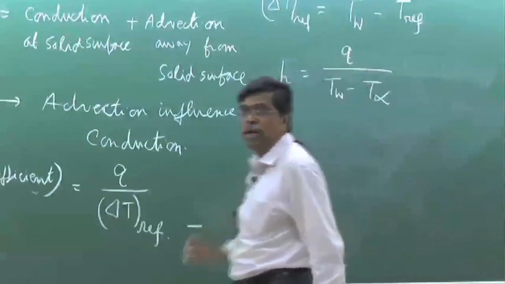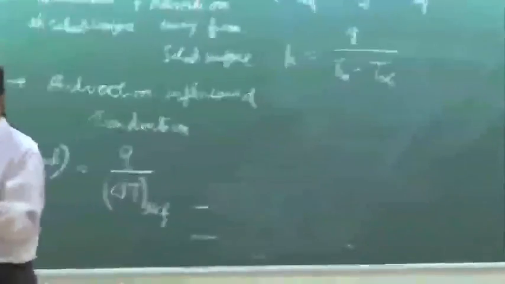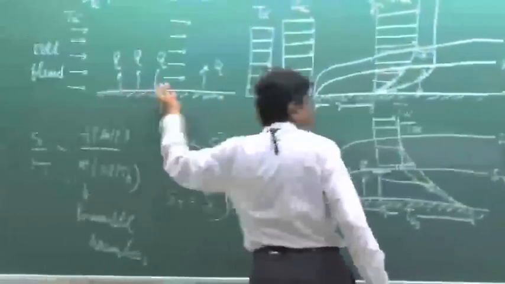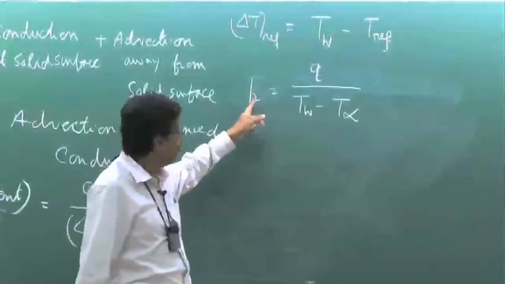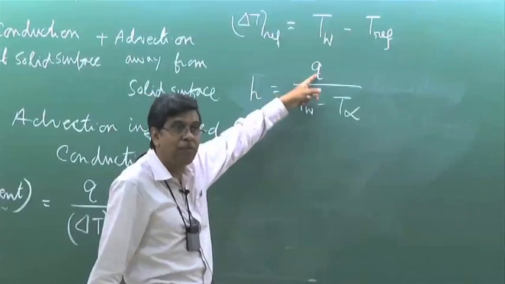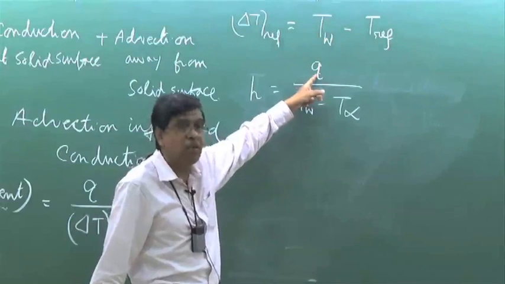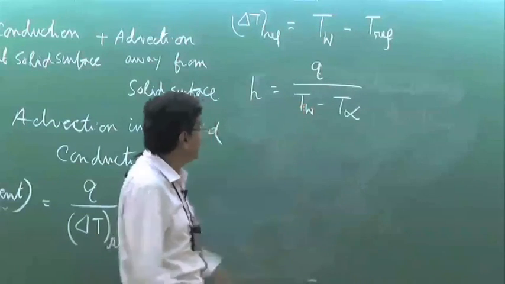And since q, heat flux, is a local property which varies from point to point, therefore h is a local property which varies from point to point. Therefore heat transfer coefficient at any location, local, is defined as the local heat flux, heat flux at that location, that is q by A, heat transfer per unit area, divided by this.